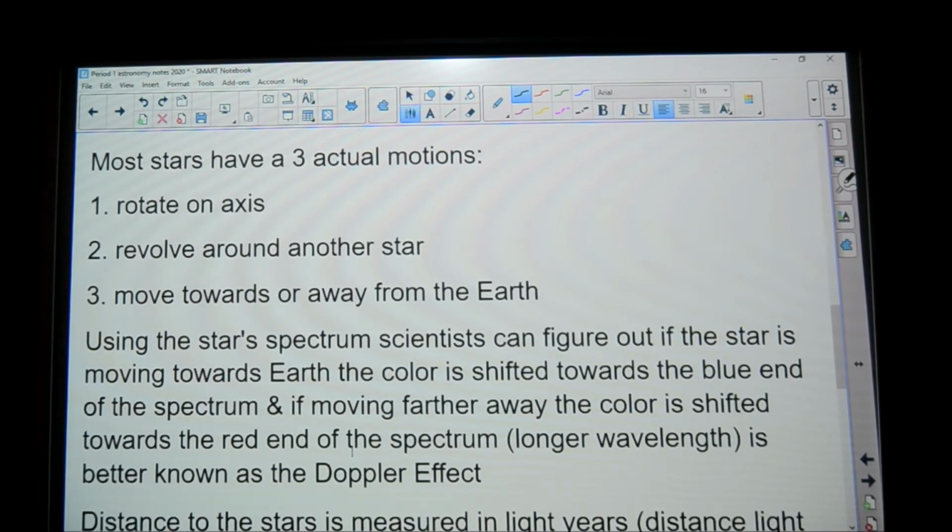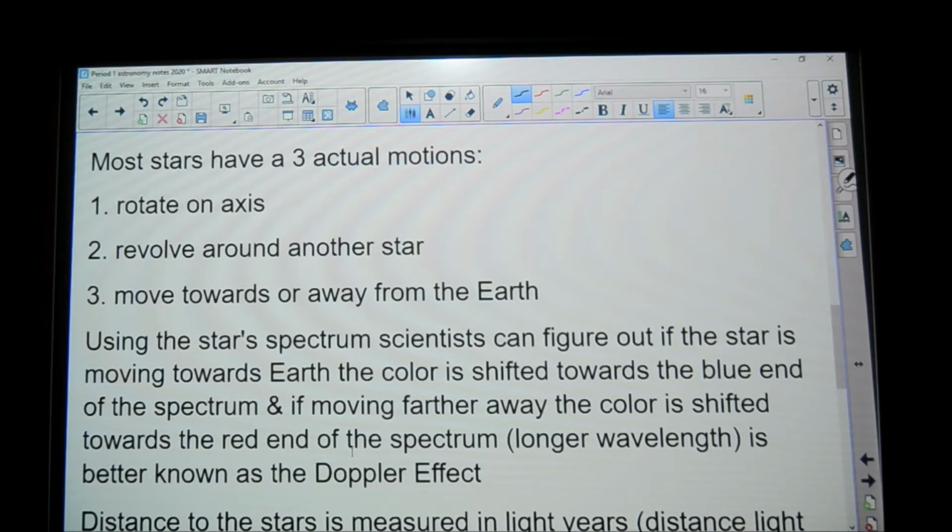We found with technology that stars actually do rotate, they will revolve around another star, and they're either moving towards or away from the Earth. Using the spectrum, the scientists can figure out, is the star moving closer to the Earth or moving further away from the Earth? The further it's moving, the longer the wavelength. The closer it's moving, the shorter the wavelength.